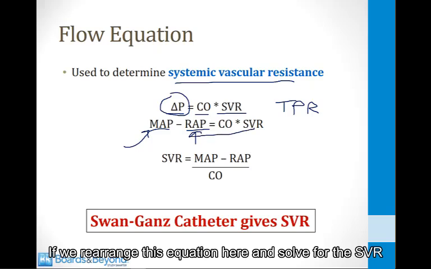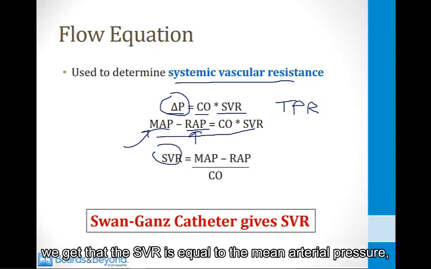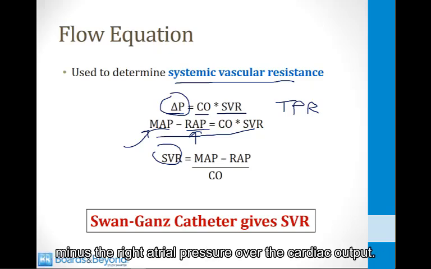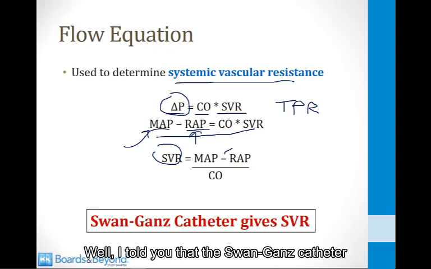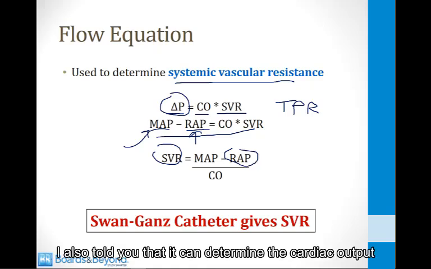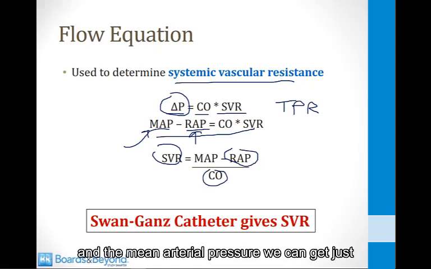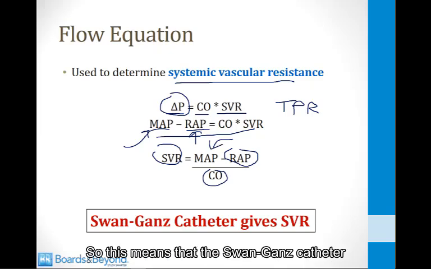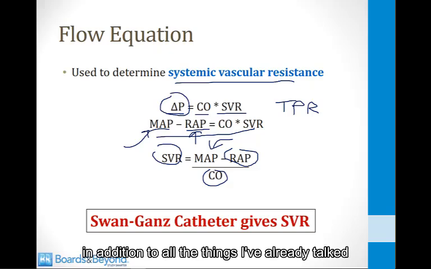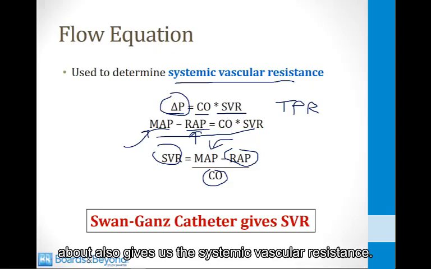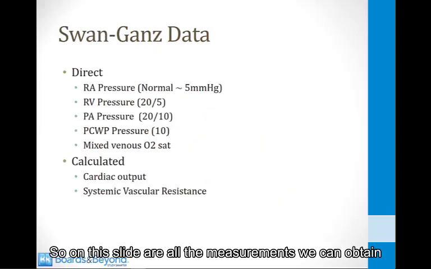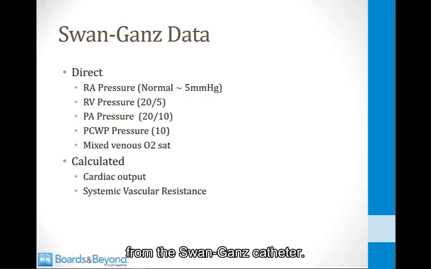If we rearrange this equation here and solve for the SVR, we get that the SVR is equal to the mean arterial pressure minus the right atrial pressure over the cardiac output. Well, I told you that the Swan-Ganz catheter can measure the right atrial pressure. I also told you that it can determine the cardiac output, and the mean arterial pressure we can get just from taking the patient's blood pressure. So this means that the Swan-Ganz catheter, in addition to all the things I've already talked about, also gives us the systemic vascular resistance. So on this slide are all the measurements we can obtain from the Swan-Ganz catheter.